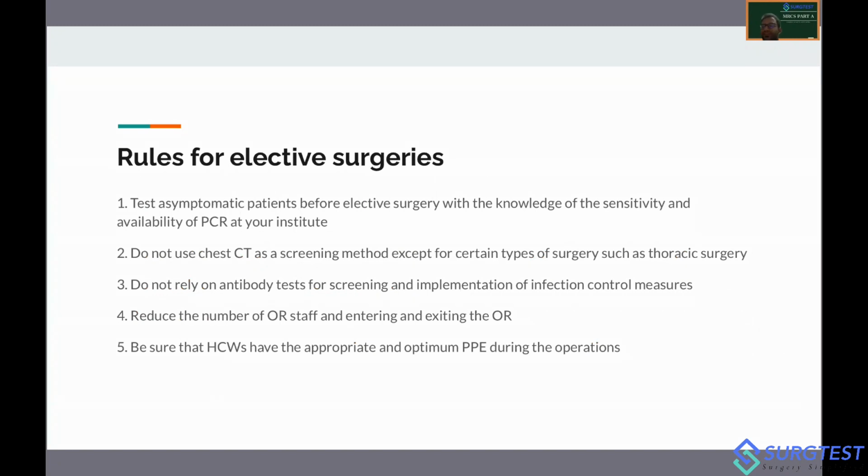So rules for elective surgeries. Are you guys able to see my screen right now? Yes, okay, so yeah, so we have a doubt.